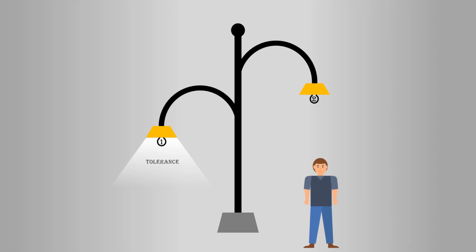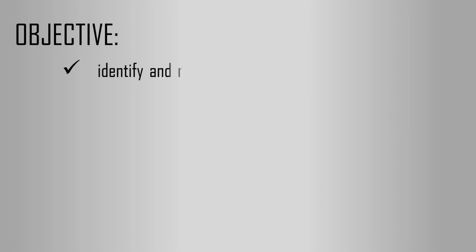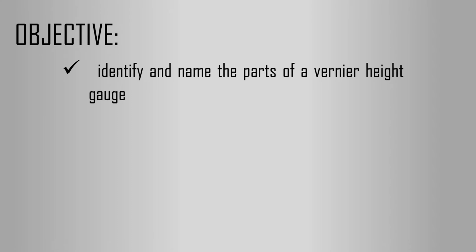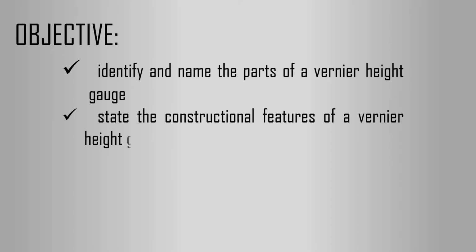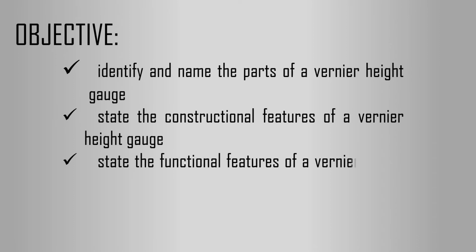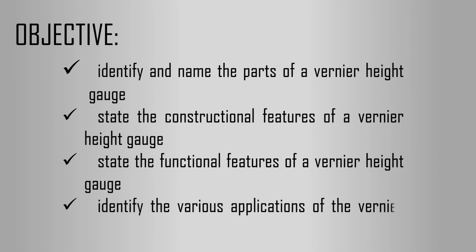After the completion of tolerance topic, the second topic is vernier height gauge. Let's see the objective of this topic. You shall be able to identify and name the parts of a vernier height gauge, state the constructional features of a vernier height gauge, state the functional features of a vernier height gauge, and identify the various applications of the vernier height gauge in engineering.